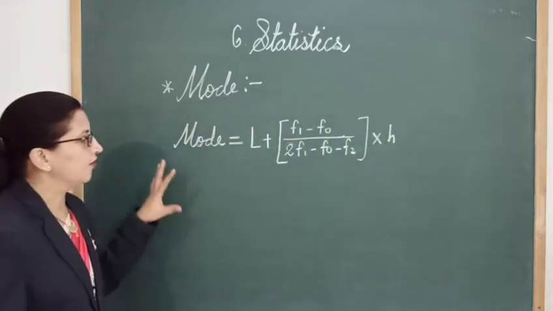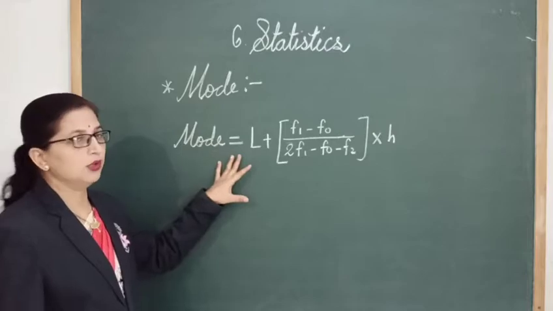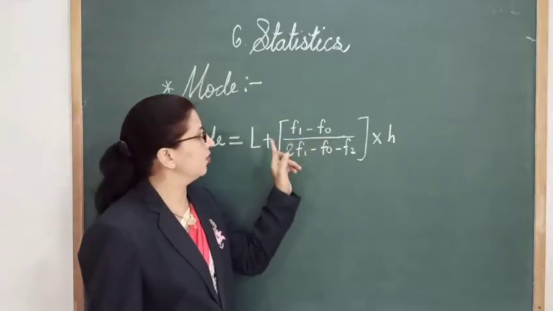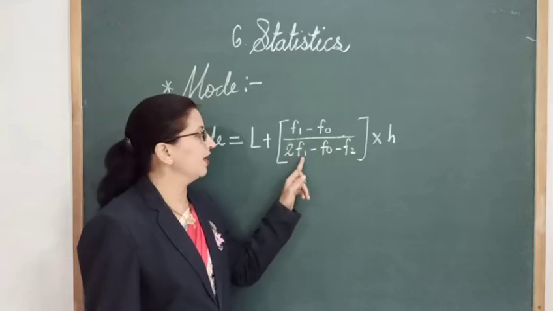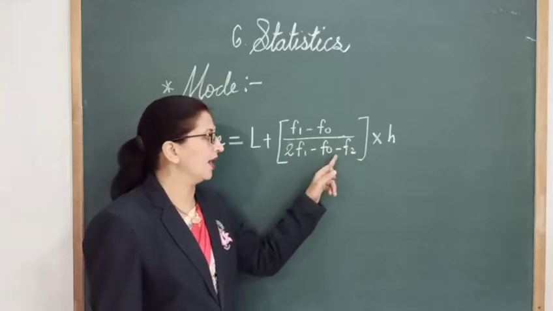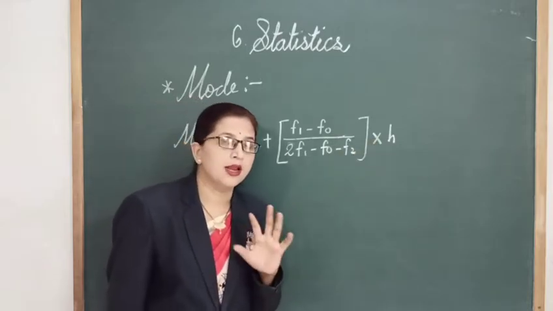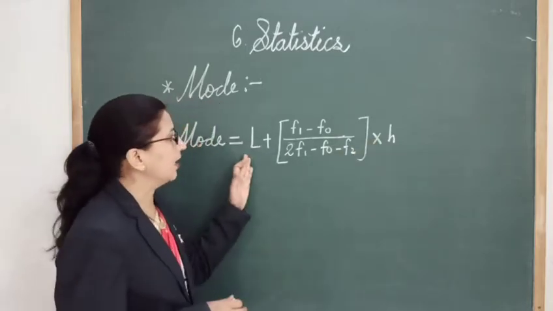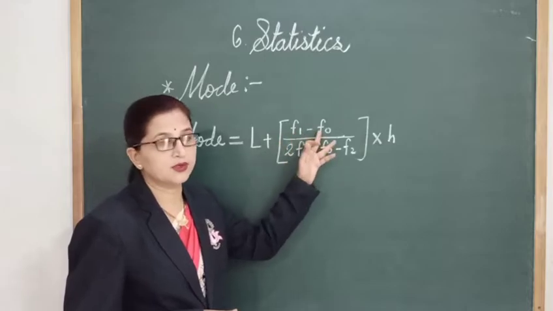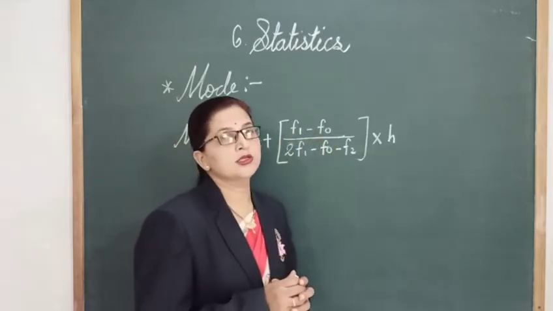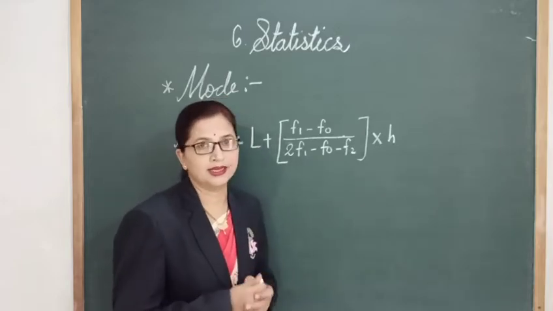Here the formula is: mode is equal to L plus (F1 minus F0) upon (2F1 minus F0 minus F2), multiplied by H. Okay, now here what is the L? What are this F1, F0, F2? We should know that, so let's learn that by taking an example.